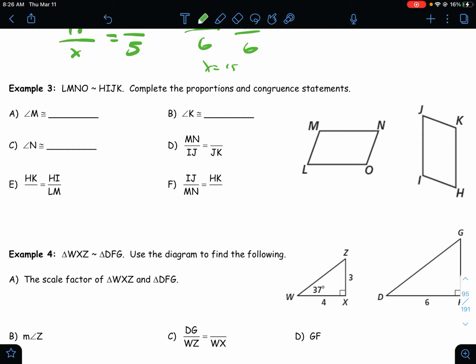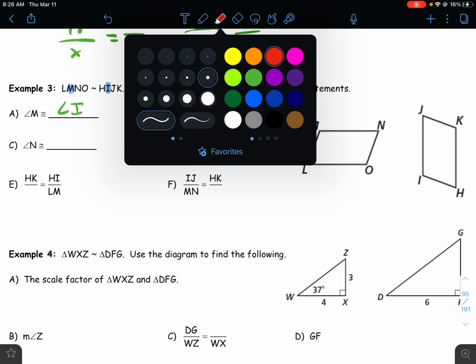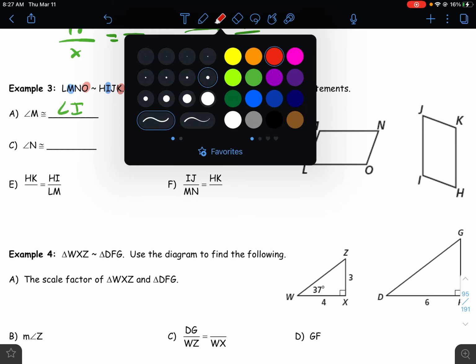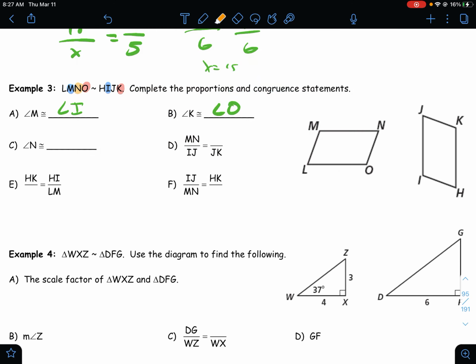They say LMNO is congruent to HIJK. Complete the proportions and statements below. So we have M. All right, so which angle is going to be congruent to M? That's going to be the guy in the second spot. So that's going to be angle I. M and I are congruent. Now we got angle K. Angle K is last, O is last. So we're going to use angle O as its buddy. Then we have angle N. N is third and J is third. So it's going to be angle J.